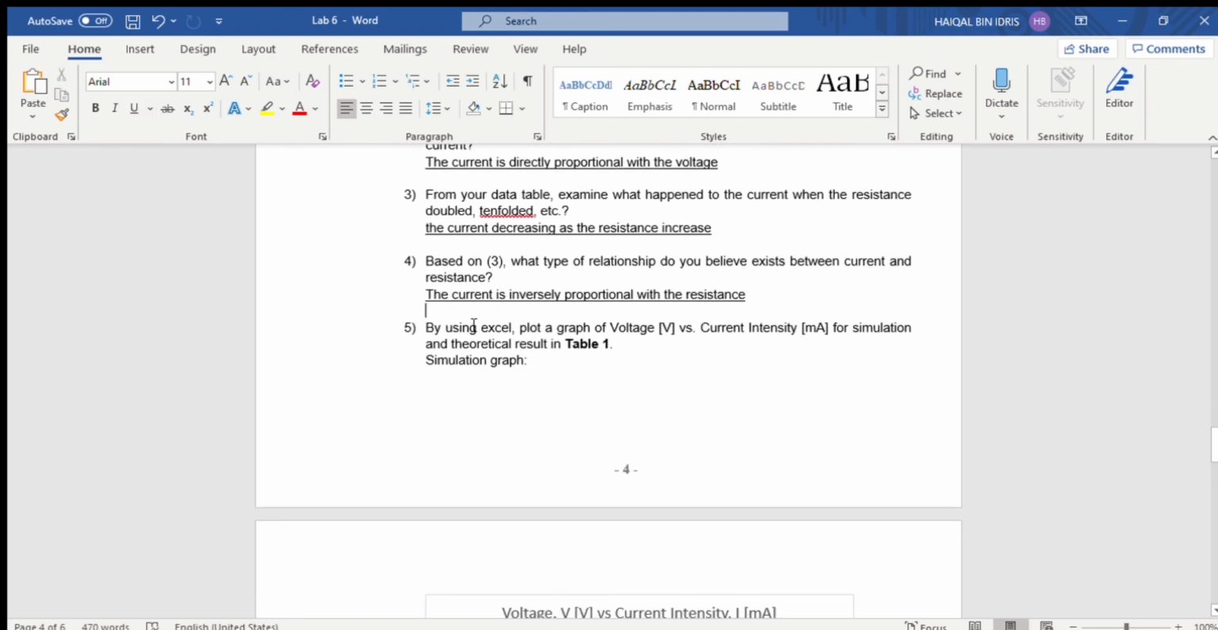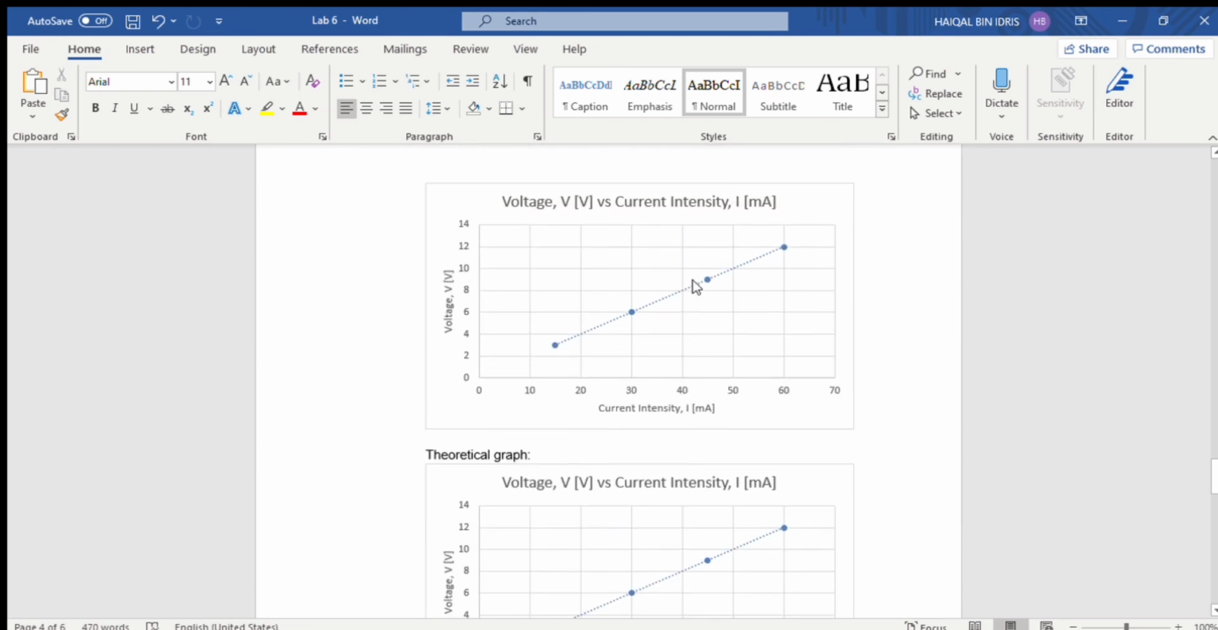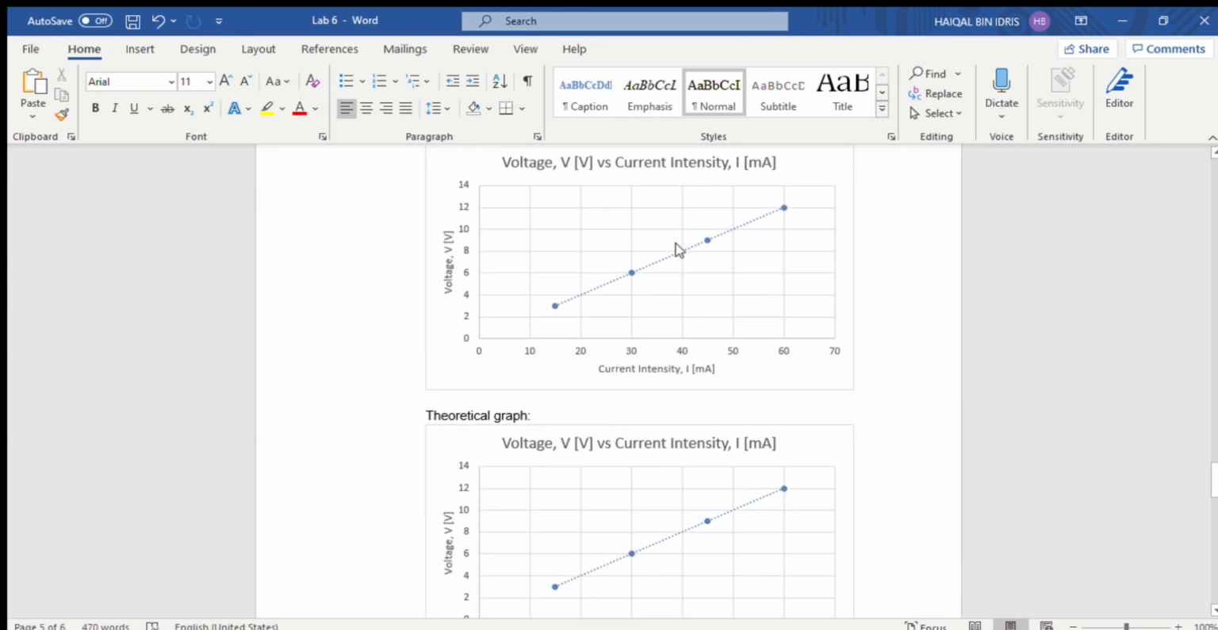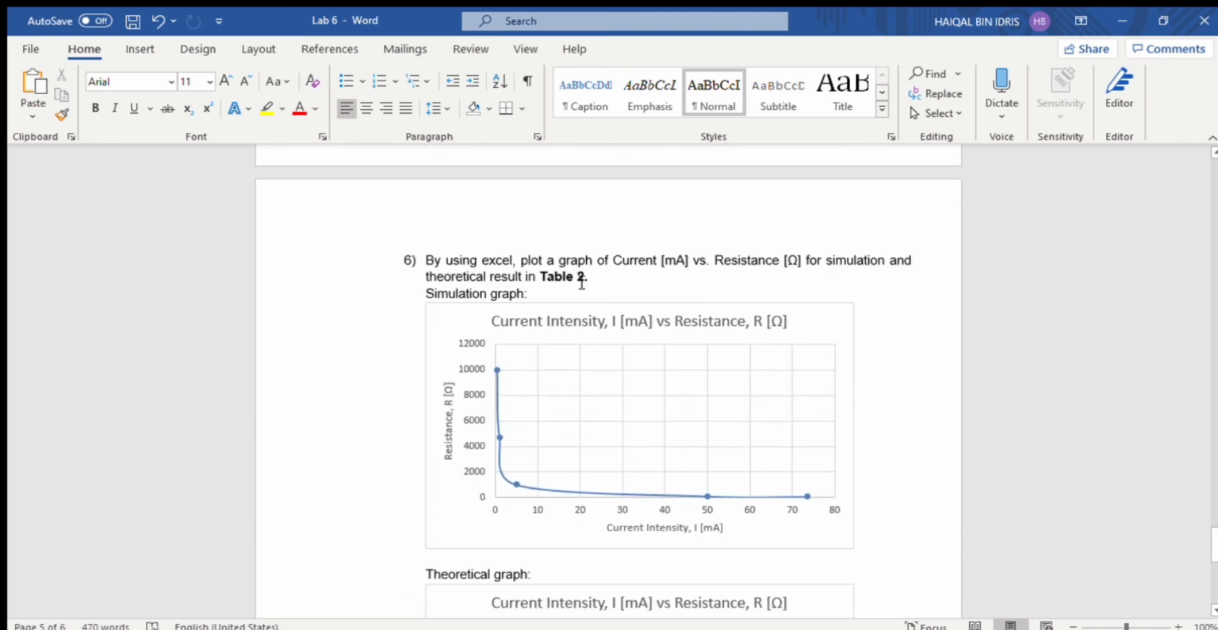For number 5, we are told to plot a graph of voltage versus current intensity for the simulation and the theoretical result. Based on this table, we need to plot a graph. So this is the graph that we have plotted. This is the voltage versus current intensity for table 1. This is the voltage versus current intensity for table 2.